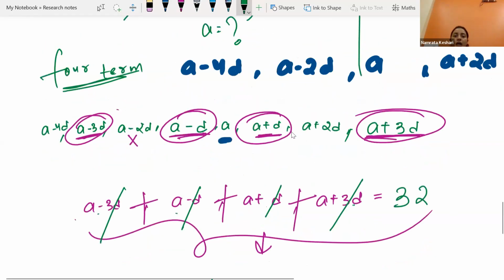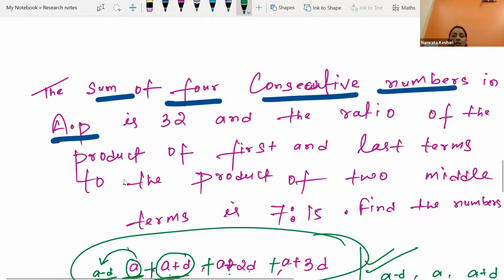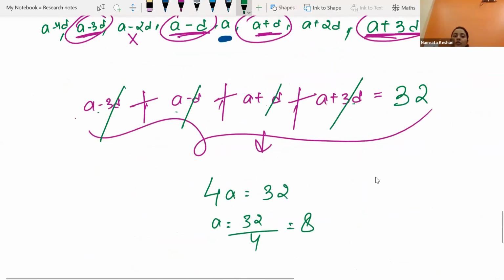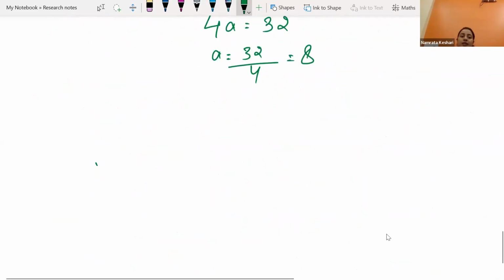Okay, now the next condition, the ratio of the product of the first and the last one. See, here also it is helping. The product of the first and the last one, if you take a minus 3d multiplied with a plus 3d, here also it is helping.